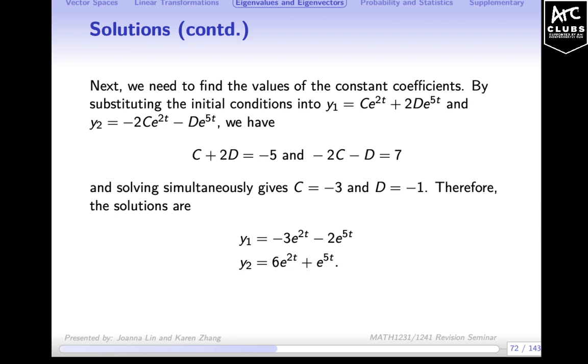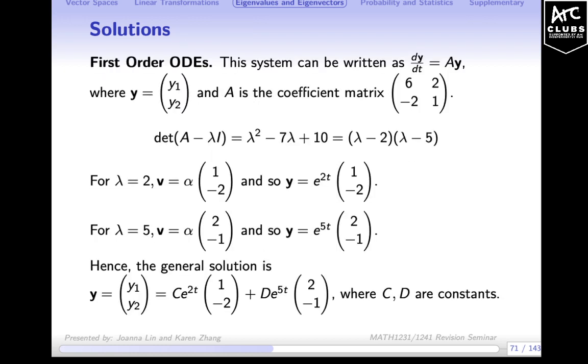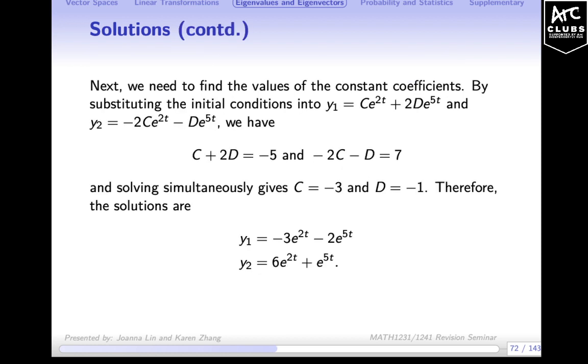So therefore, your solutions are these two here. y1 is just the first component of your y vector, and y2 is the second component. The thing with this section is that I haven't seen a lot of questions in past exams on solving differential equations with eigenvectors. So as long as you get the general gist of how we get the coefficient matrix, and you just do your eigenvector and eigenvalue calculations, you should be okay.